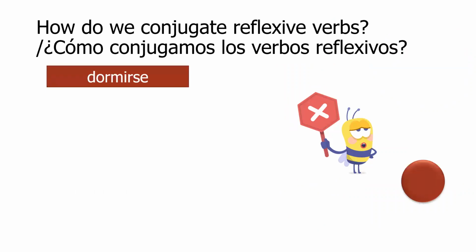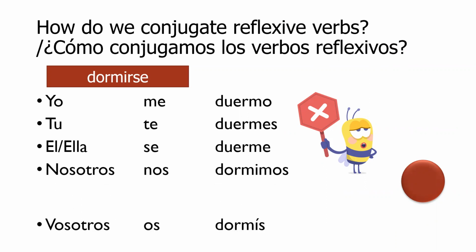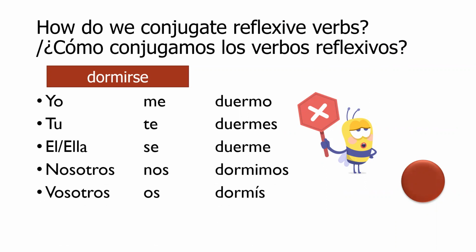How do we conjugate reflexive verbs? Let's take a verb like dormirse. Yo me duermo, tú te duermes, él o ella se duerme, nosotros nos dormimos, vosotros os dormís, ellos o ellas, ustedes se duermen. Now, what is the difference between the conjugation of a reflexive verb and a non-reflexive verb?